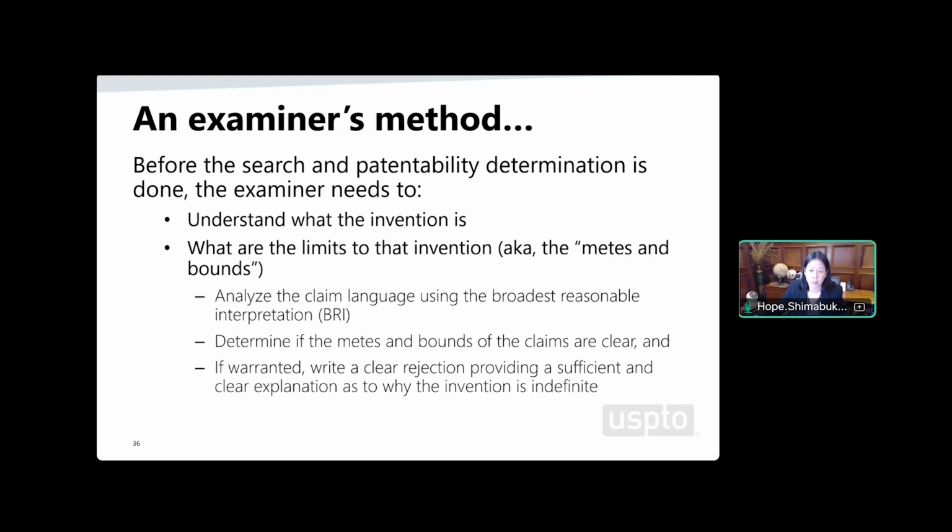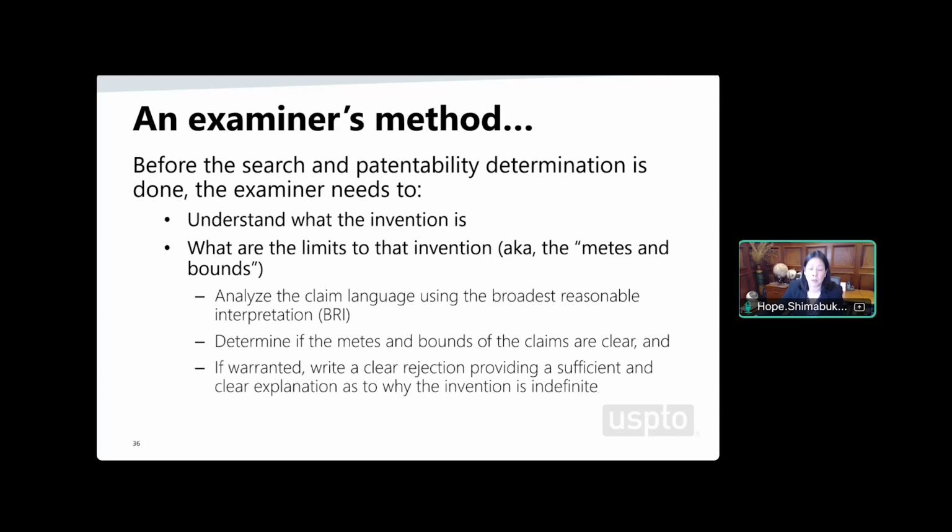Second, the examiner determines the metes and bounds of the claims and how clear they are. And so this really determines the scope of the claim. And if a scope is not clear, the claim will be rejected and considered what we call indefinite. A claim being broad does not necessarily mean that the claim is indefinite as to scope, but it can affect how the examiner interprets the claim limitations.